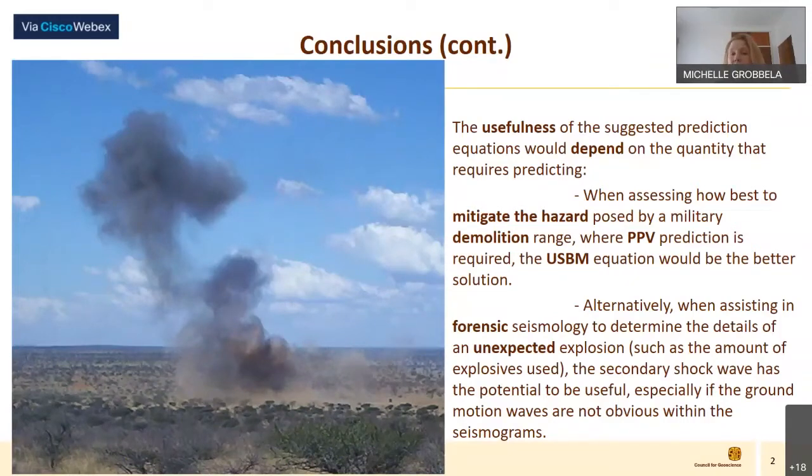What we found very useful was that, because the explosion was on the surface, some of the seismometers picked up very small or no ground motion, whereas they definitely picked up the atmospheric signals, where the secondary shockwave could be very useful. Thank you very much.